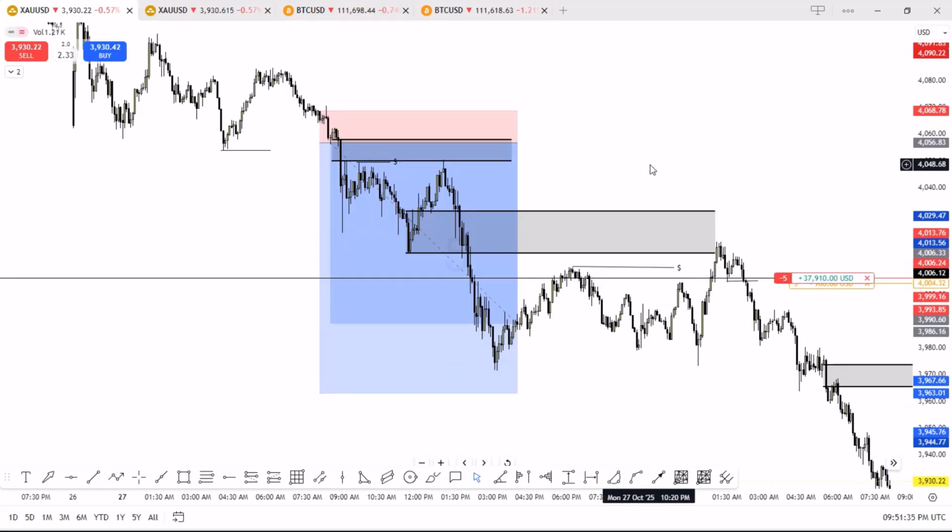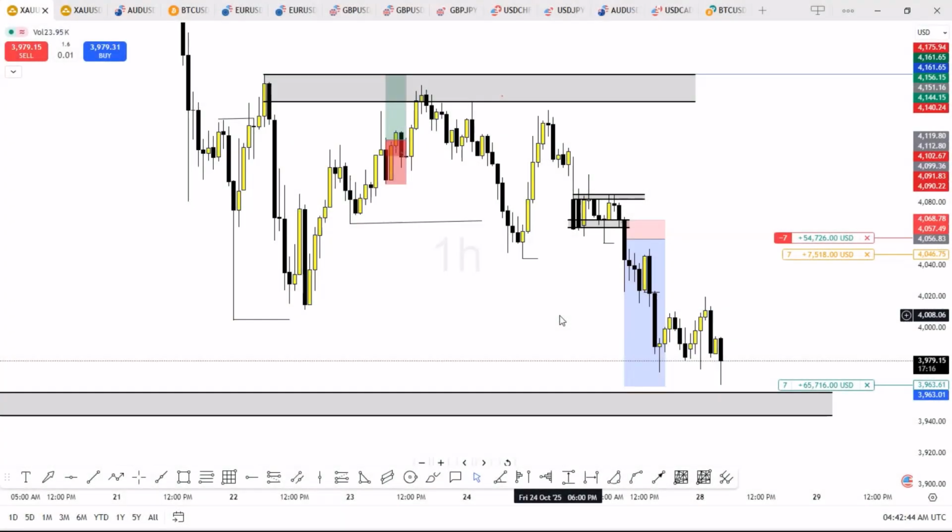It went ahead and gave me about 60k in profit for this one. I don't know if I can actually show it up. It was a very good trade, right? It was a very good trade.